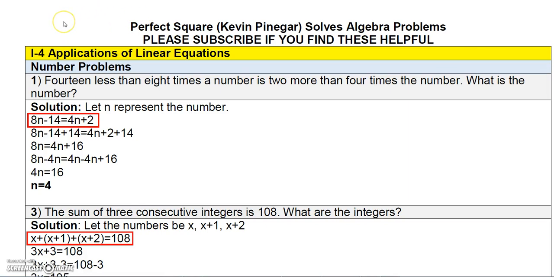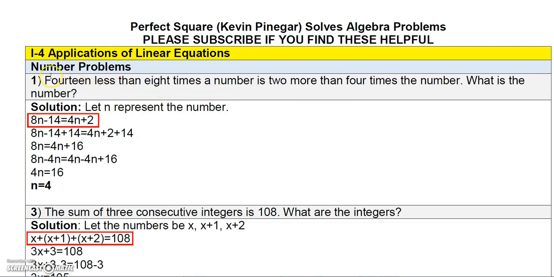In this video, we're going to look at some applications of the linear equations that we talked about in the previous videos. So I'm going to start with a couple of number problems that we can practice on. So let's look at the first application. It says 14 less than 8 times a number is 2 more than 4 times the number. What is the number? Okay, so let's let n represent the number.